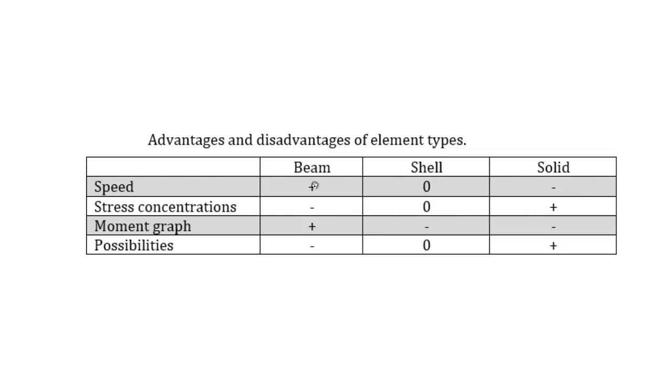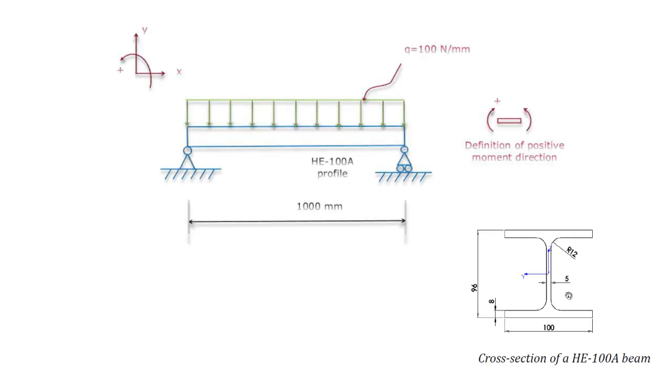First I'm going to analyze it with a beam, which has some advantages, like the speed and that you do get a moment graph, which you don't get in shells and solids. I'm going to do the other two analyses with shells and solids in videos on chapters 17 and 18 of the same book. So here's what I'm going to analyze.